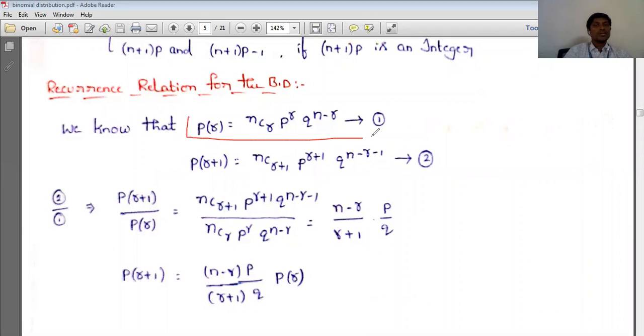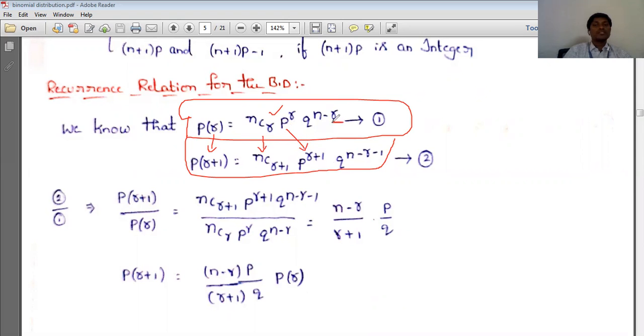We already know that for the binomial distribution P of r is equal to nCr p^r q^(n-r), and P of r plus 1 is obtained by substituting r plus 1 in place of r. Then it changes to nC(r+1) p^(r+1) q^(n-(r+1)). Simply, we can write n minus r minus 1, by multiplying the minus inside the terms.